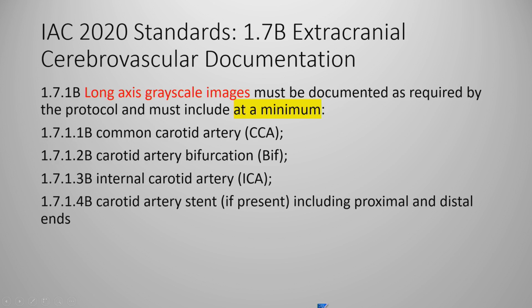So long axis grayscale images, so long axis sagittal views documented, at a minimum, at least one in the common carotid, at least one in the carotid bifurcation, at least one in the internal carotid artery in terms of grayscale. Now this is B mode. Take the color off, show what plaque is present or what disease is present. And then a carotid stent, if it's present, to show its full extent.